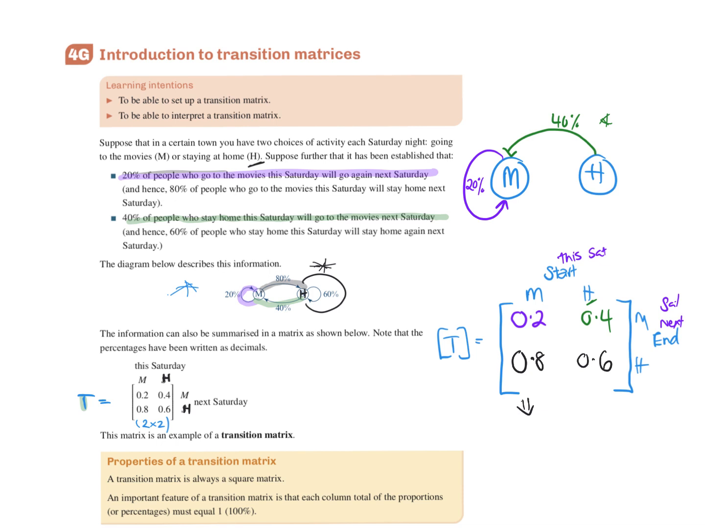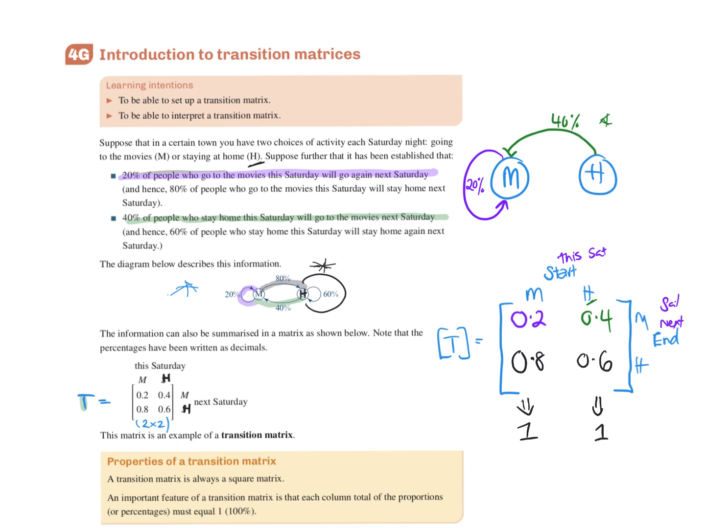100 or 1. Oh, it equals 1 because we change it to a decimal. Good, okay. So that was 100%, because we are dealing with all the people. They either went to the movies or they stayed home. So if you look at this other column, it adds up to 1, yeah?